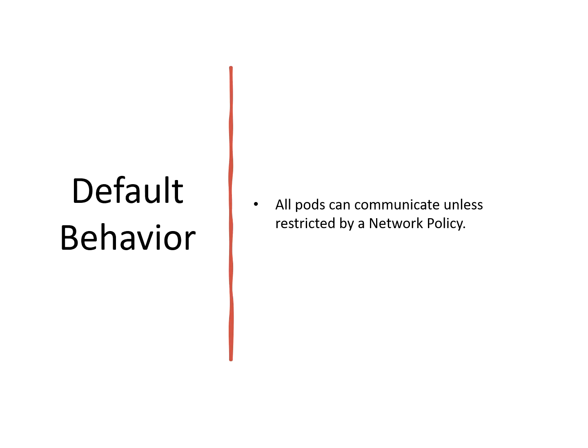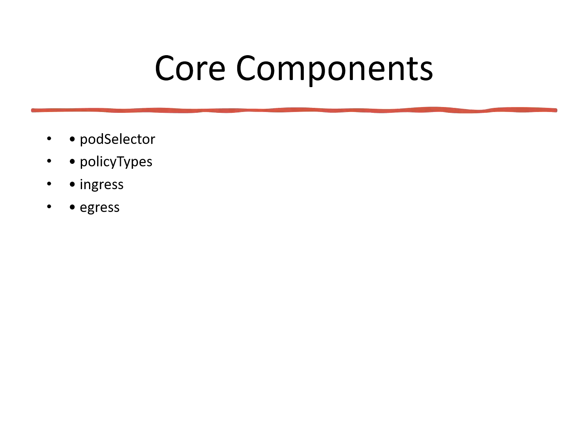By default, Kubernetes allows all the pods to communicate with each other. There are no restrictions unless we define them. When we apply a particular network policy to selected pods, only traffic explicitly allowed by the policy is permitted. Everything else is denied. That's why people say network policies follow a default deny model once applied. So this is the default behavior.